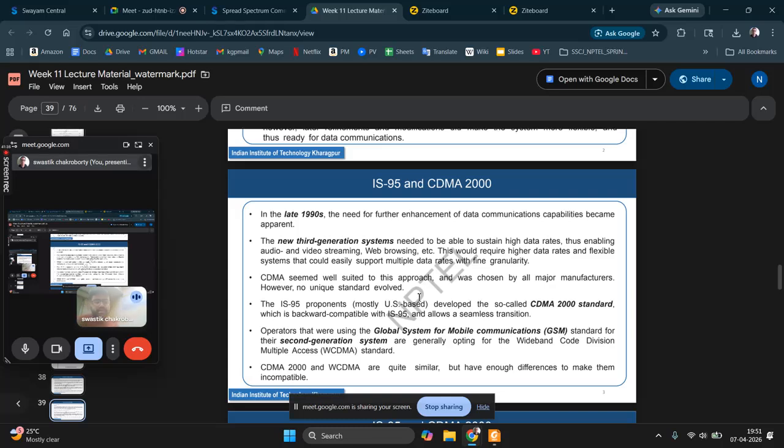In the late 1990s, the need for further enhancement of data communication capabilities became more important as the demand grew.